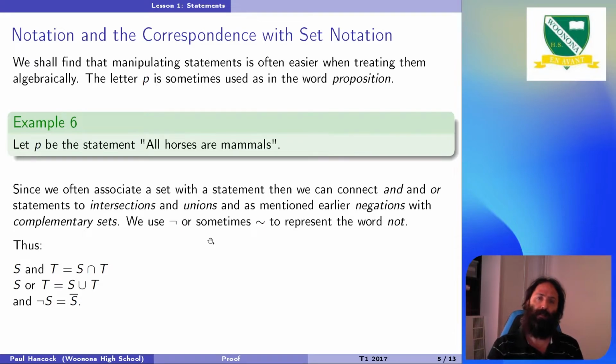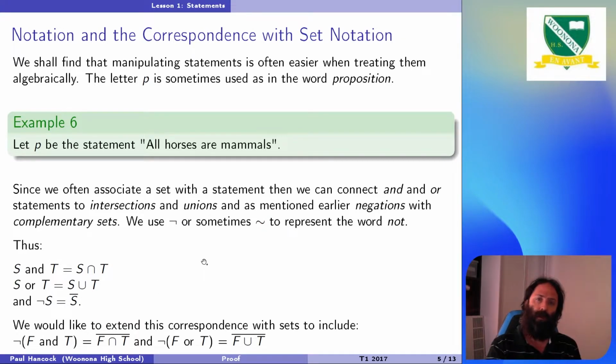Okay, now in the language of set notation, we mean this. If I'm talking about two statements S and T, S and T is going to be related to the intersection of S and T. If I say S or T, that's going to be related to the union of S and T. And if I say not S, which I'm using the symbol for not here, that's equal to the complementary set of S, or the complement of S.